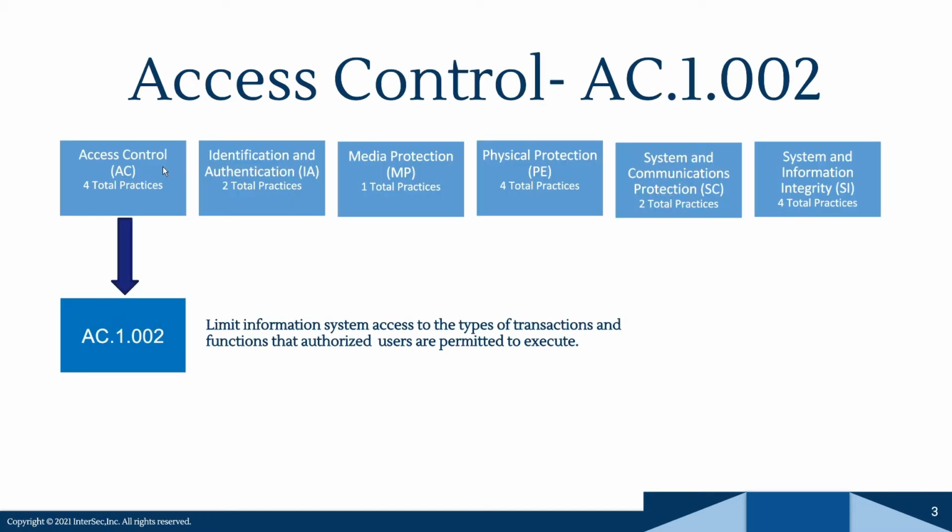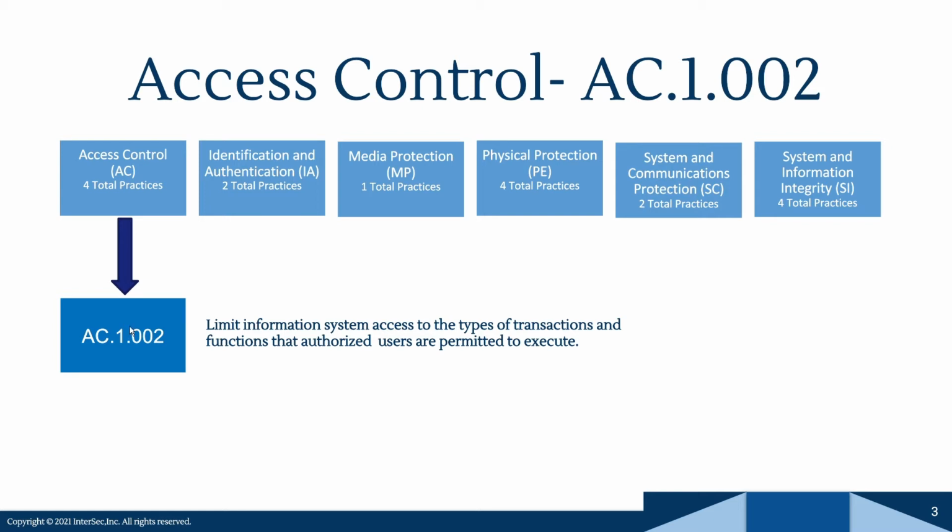As you may already be aware, CMMC Level 1 has 6 domains and 17 associated practices, as you can see here. The CMMC standard defines 4 capabilities for access control. These 4 capabilities are: establish system access requirements, control internal system access, control remote system access, and limit data access to authorized users and processes. The access control domain for Level 1 has 4 practices. The second practice, AC.1.002, is about limiting information system access to the types of transactions and functions that authorized users are permitted to execute.